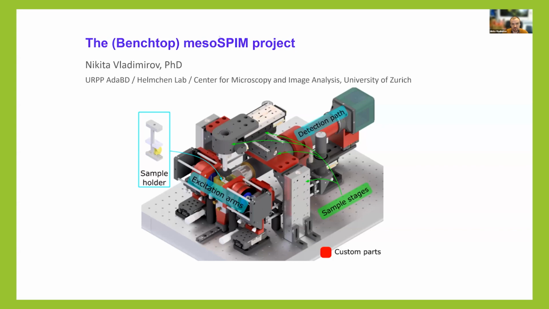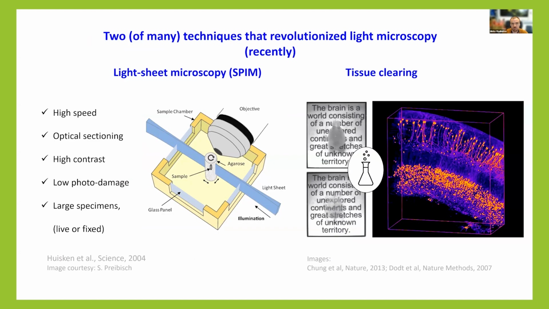And the system that I'm developing is called the mesoSPIM project, and particularly the latest version called Benchtop for its smaller size. And this is the CAD model of the system. And just to bring everyone onto the same page, in my particular field, there are two techniques that really revolutionized microscopy in the last 20 years. It's light sheet microscopy and tissue clearing. And these two techniques kind of push each other to new challenges and boundaries.